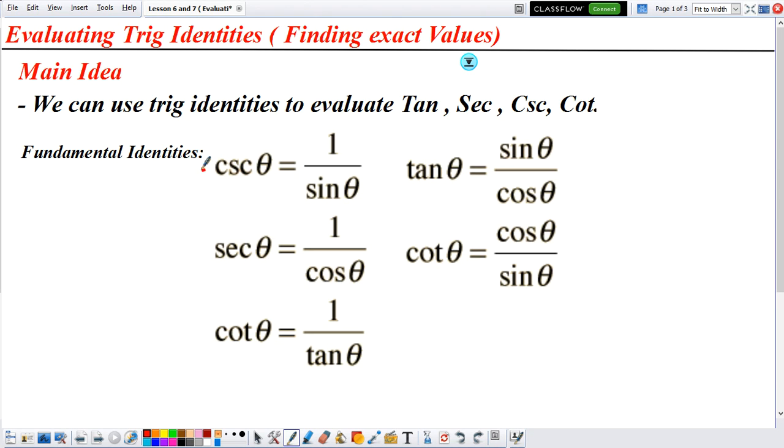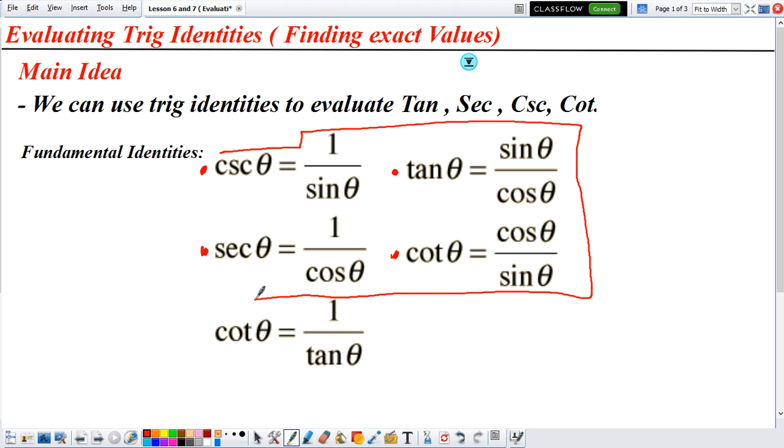So just a recap: cosecant, you can write as 1 over sine, secant as 1 over cosine, tangent we can write as sine over cosine, and cotangent we can write as cosine over sine. It is pretty important for you to memorize these 4 identities here. We're going to use them a lot.